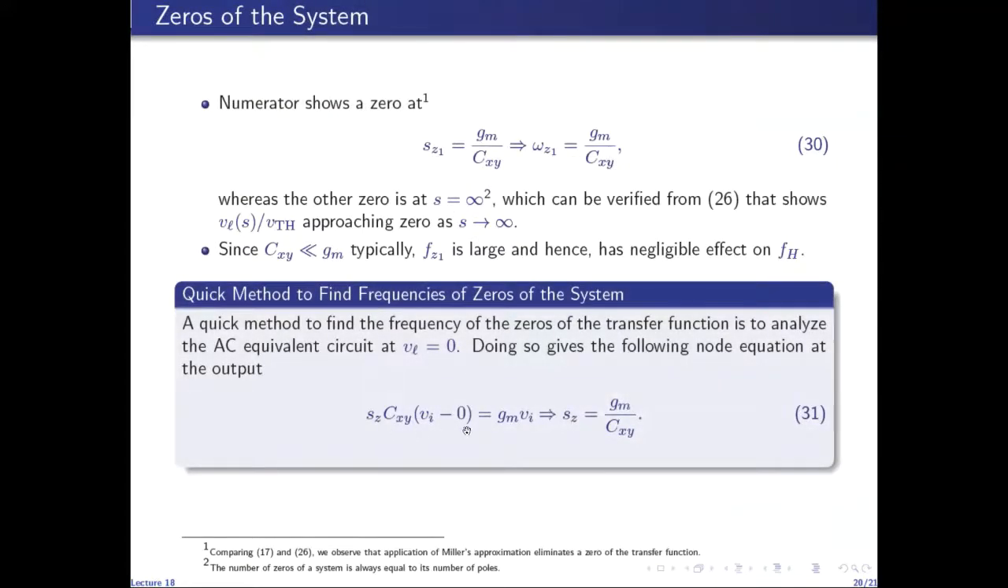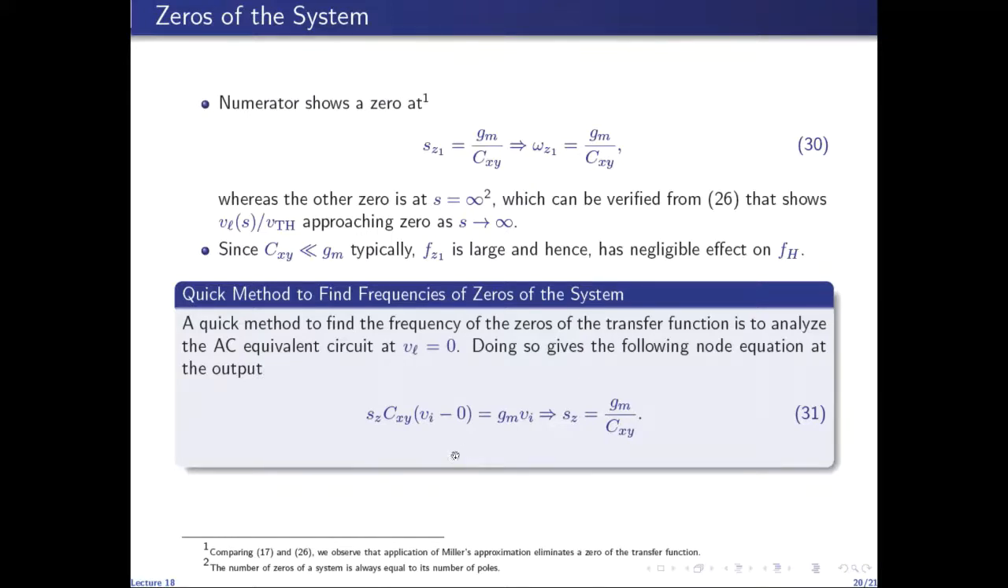So when VL is zero at that frequency, we replace s with sz because we have a zero at that frequency. So sz Cxy (Vi minus zero) is the current flowing through the capacitor Cxy from left to right. And if it is equal to gm Vi, then the current flowing through the output equivalent impedance is zero, which means that VL is zero. So solving this equation directly gives us the frequency of the zero. So instead of solving the whole overall transfer function of the amplifier, if one is interested only in the zero frequencies, then this is a quick method to find the frequency of the zero of the system.